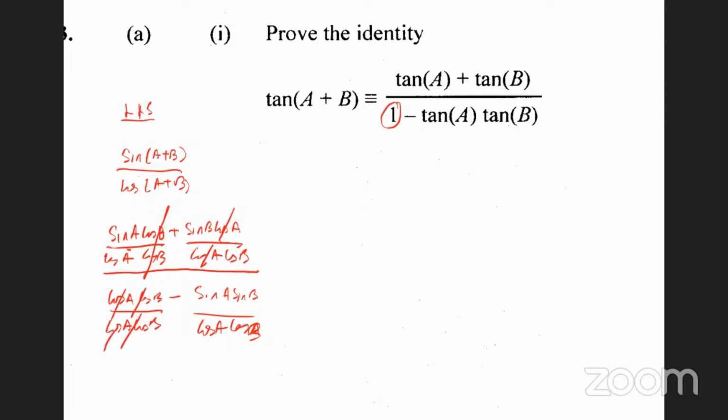And then you'll end up with tan A plus tan B all over 1 minus tan A tan B. Right? So if you figure out how to get rid of the 1, you do it for all the terms and divide everything by cos A cos B.